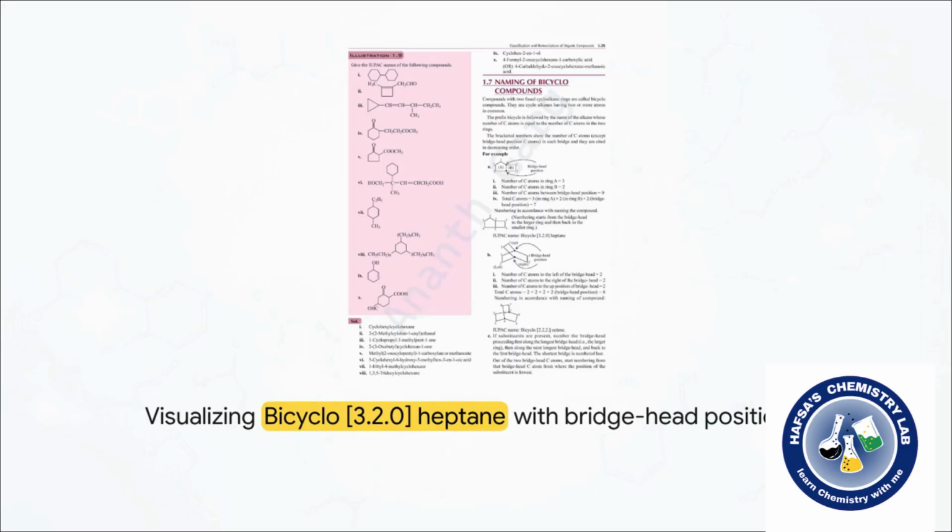Well, to name a bicyclo compound, you literally count the number of carbon atoms in each bridge connecting the two bridgeheads. On one path, there are 3 carbons. On the other path, there are 2. And straight down the middle, directly between the bridgeheads, 0. And you always list these in strictly decreasing order inside the brackets.